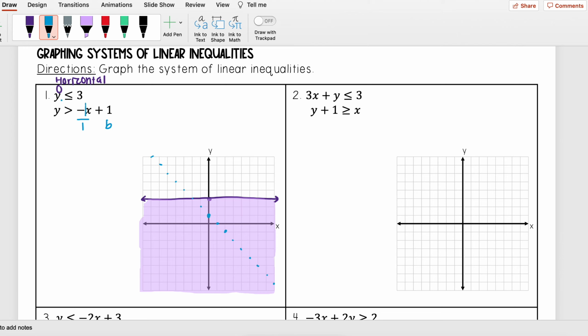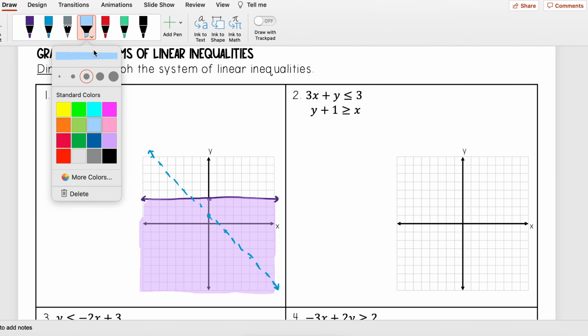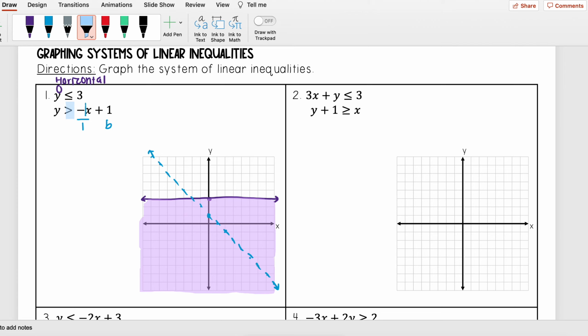And now to see whether it's solid or dashed, I see that this one's strictly greater than, so that means that this one is going to be a dashed line. And so it kind of helps if you do points across the graph, so that kind of leads your dashed line. And now I need to determine whether I'm shading above or below. Here, this is greater than, so that means I want to shade above.